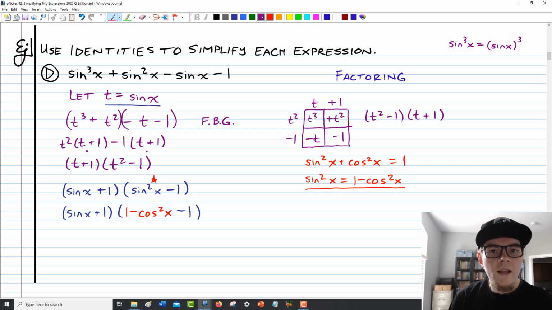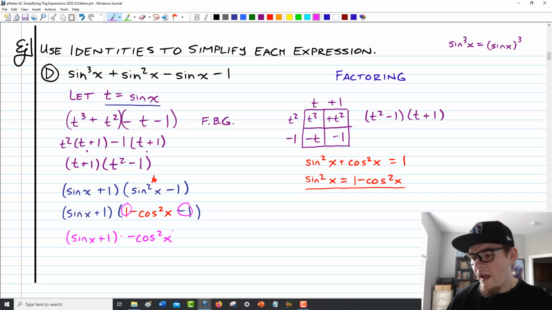So when I bring that in, that lets me kind of see a pathway towards the ending. Now I have 1 minus 1, so those guys zero out. And instead, we're left with, it looks like, sine of x plus 1 times negative cosine squared of x. At this point, I guess my question is, does that seem like it's simple enough? And the answer is, I look at my notes and I go, yeah, it's probably fine. Like, this one was more to illustrate the factoring techniques out there.